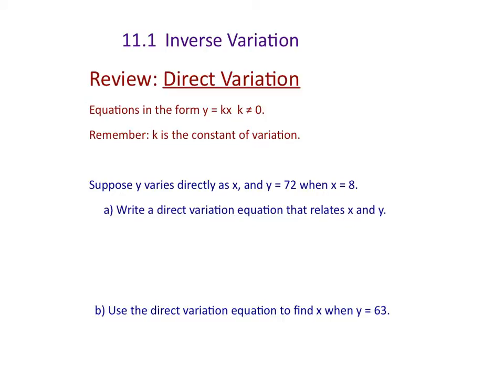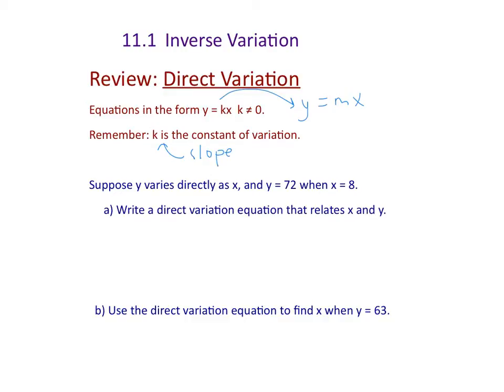Remember, direct variation are equations in the form of y equals kx, where k cannot be equal to 0. This looks like, from what we know, y equals mx, right? Just without plus b, without a y-intercept here. And remember, k is the constant of variation, which in other words means the slope. So let's look at a few examples.